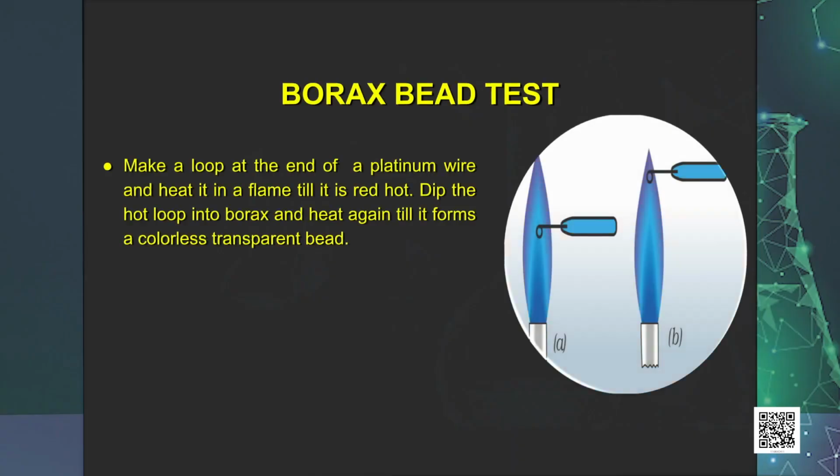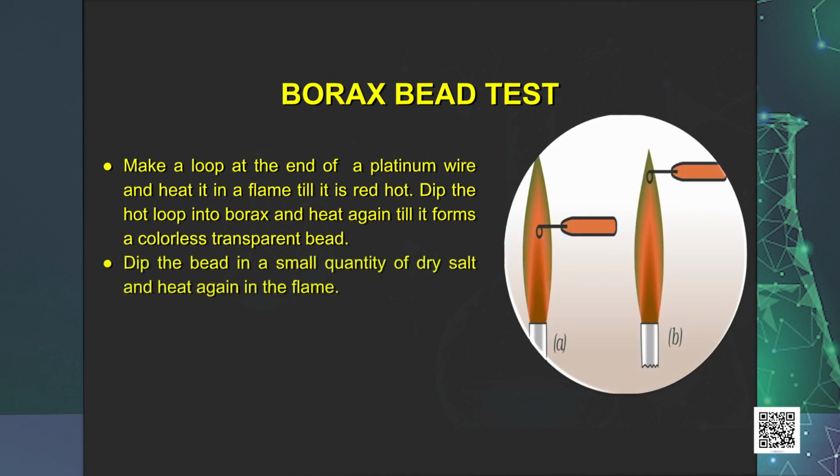Prepare a loop on one end of a platinum wire and heat it to red hot. Dip the red hot loop in borax and heat it again till it forms a colorless bead. Then again dip this bead in a test salt and heat till it shows a distinct color. The distinct color is characteristic of the test salt. It varies from salt to salt. Similarly, when borax is heated in a Bunsen burner flame with cobalt oxide on a loop of platinum wire, a blue colored cobalt borate bead is formed.